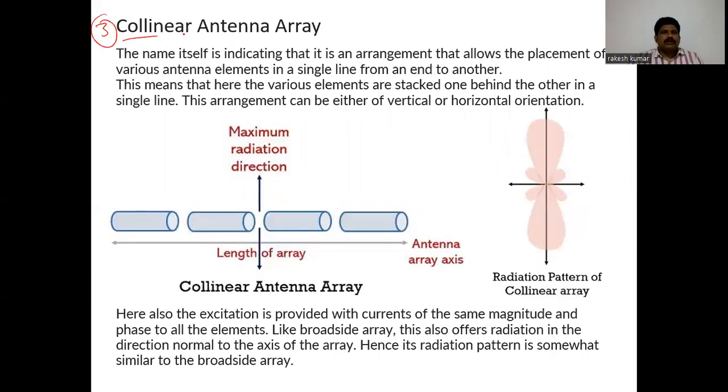What is this third one? Collinear antenna array. The name itself indicates the arrangement that allows the placement of various antenna elements in a single line from one end to the other. So this is one element. Up to now, we have seen this type of arrangement, and this is the axis of array.